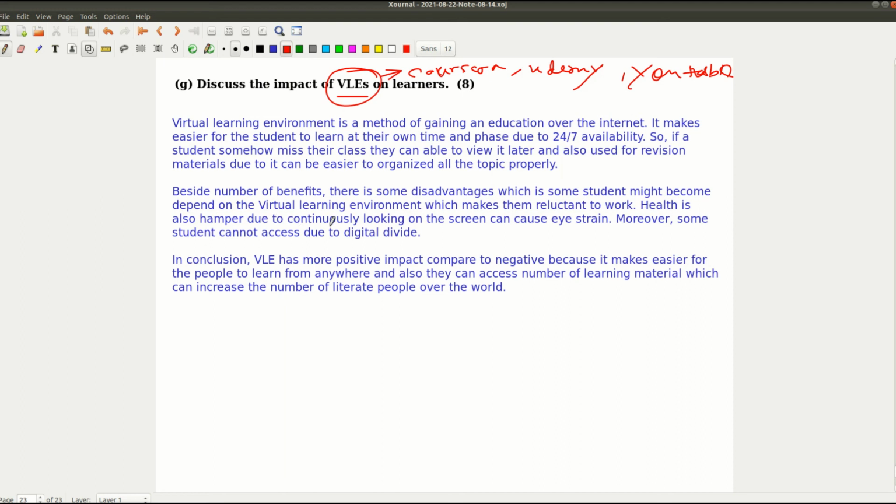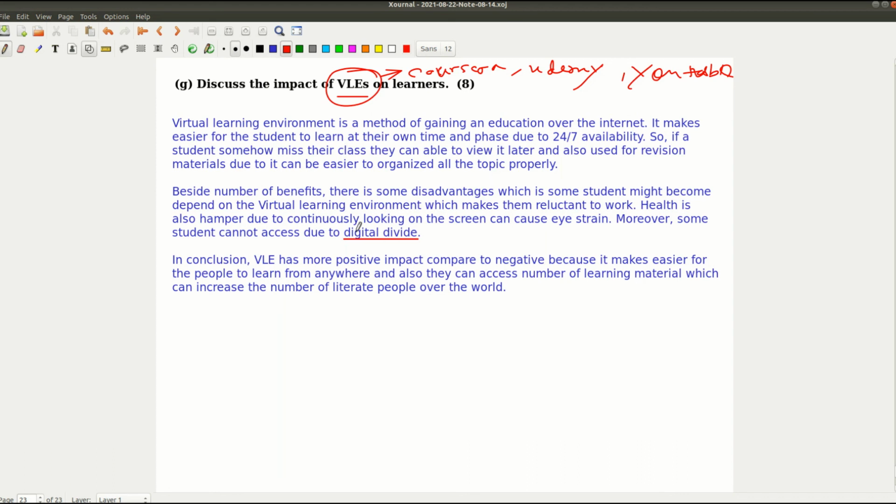Health is also hampered, as continuously looking at the screen can cause eye strain. When you are reading something, you continuously need to look at the computer screen, so it may hamper your eyes. Moreover, some students cannot access it due to the digital divide. I already explained the digital divide, which is some students can't buy a laptop because of the high price, or they can't access the internet because they don't have enough money.